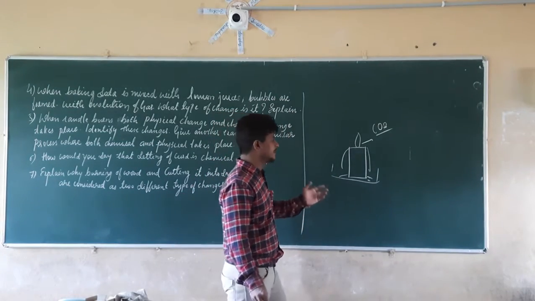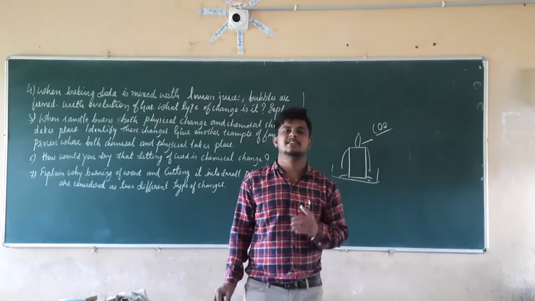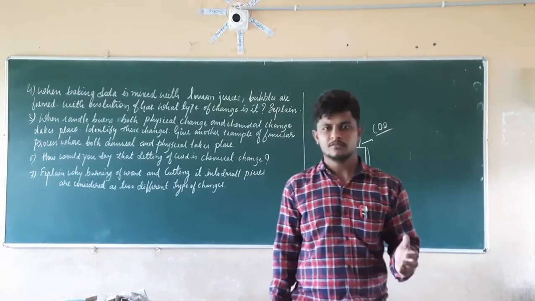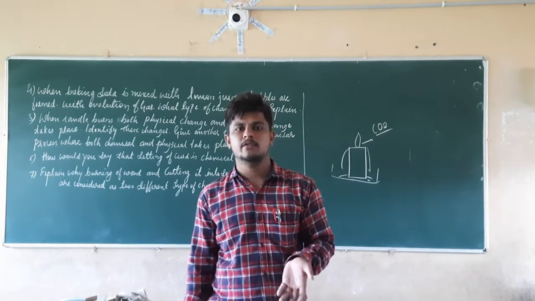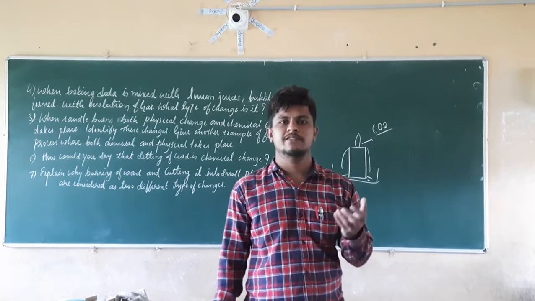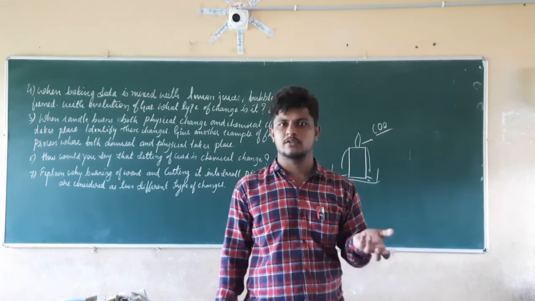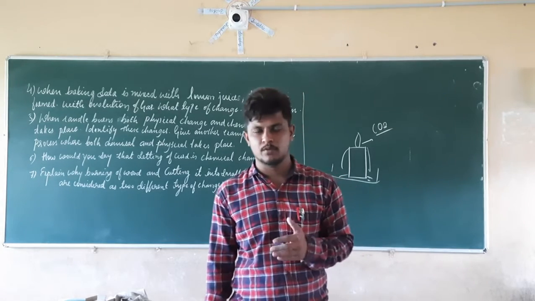Now we have to give another example like this. So the other example is the cooking of food. When the cooking of food is taking place, the vegetables that we use are going to have the same property. Different vegetables have different properties.